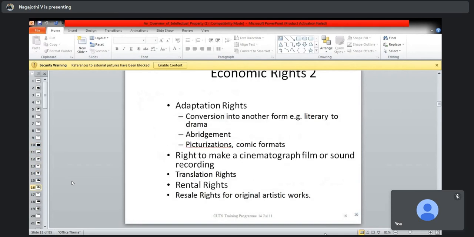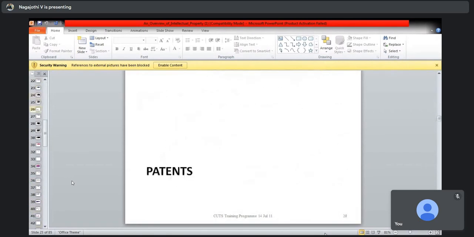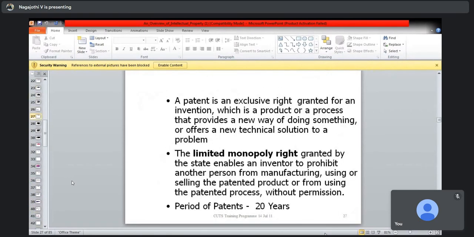I think we are not worried about these areas. Copyright and all, I think, is not necessary. Patent is most important for us. Yeah, a patent is an exclusive right. That's why I told you. It is an exclusive right given to us for an invention, which is a product or a process that provides a new way of doing something or offers a new technical solution to a problem.